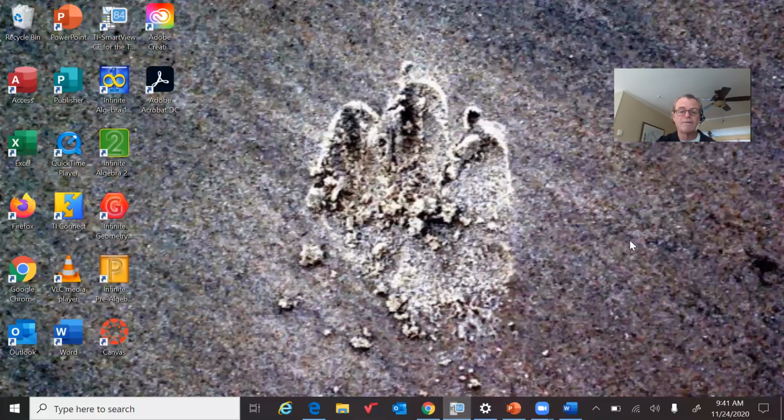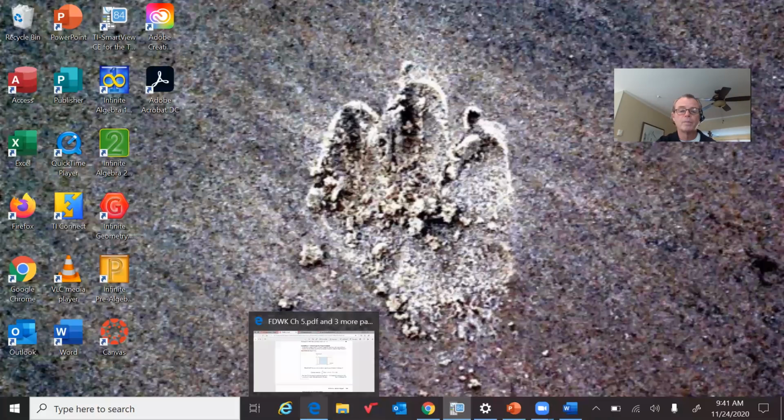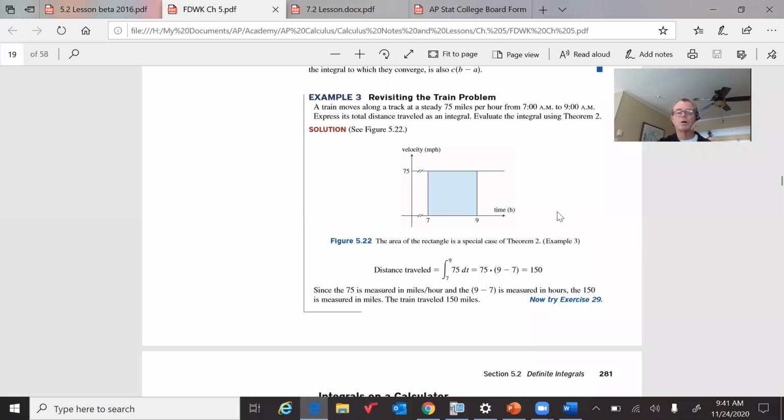Beta lesson for 5-2. And in the textbook, I'm looking at example 3. We're on page 280, and it says, revisit the train problem.